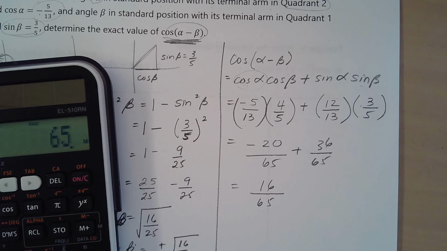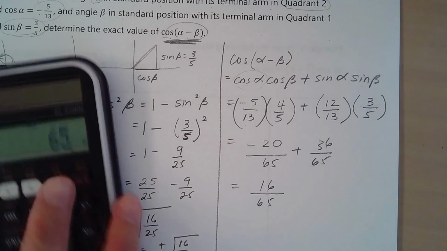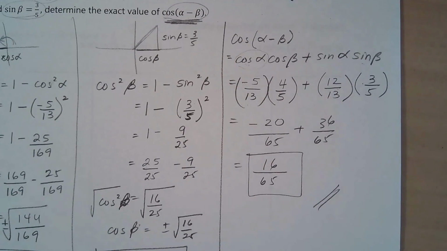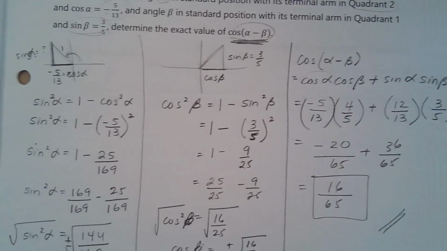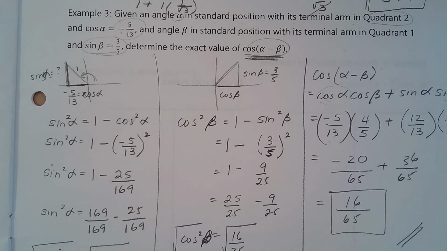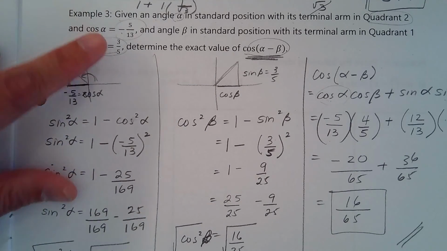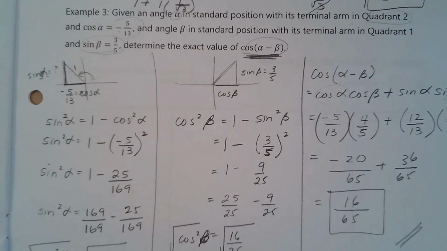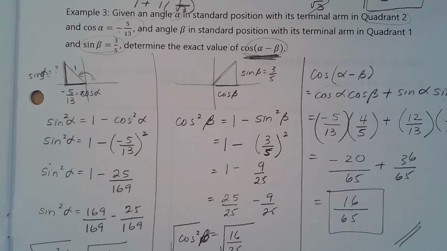Okay, did you get 16/65? Okay. I don't think there are any common factors, so that's it. Can you see how much work is right there? You're given some pieces of information, we figure this out, and that took us quite a bit of time.